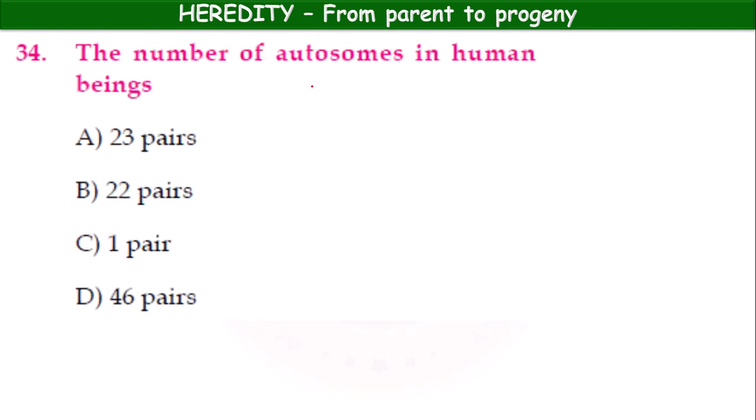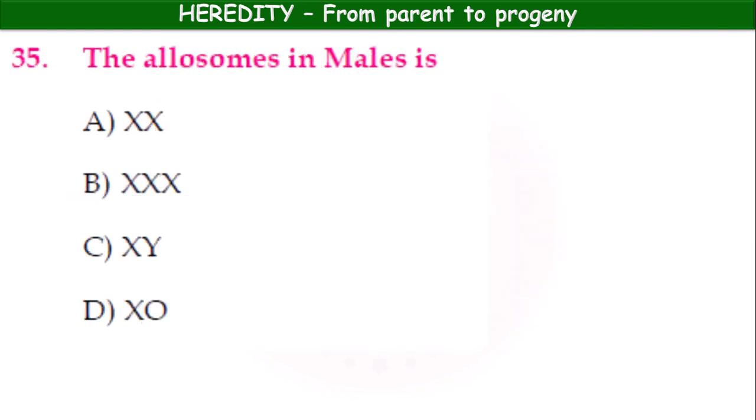Option C. The number of autosomes in human beings: 23 pairs of chromosomes, 22 pairs of chromosomes, 1 pair, 46 pairs. Autosomes are 22 pairs. Option B. Next, the allosomes in the male are XX, XXX, XY, XO. It is XY because in the males, 23 pairs are chromosomes, 22 pairs are autosomes, and the last pair, the 23rd pair, is called the allosomes. The combination of allosomes in the male is XY.